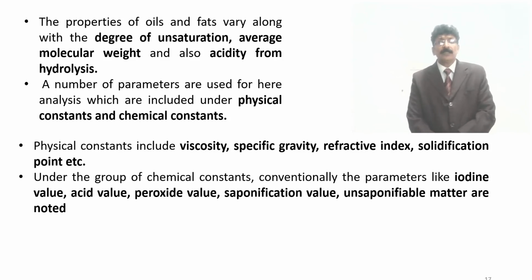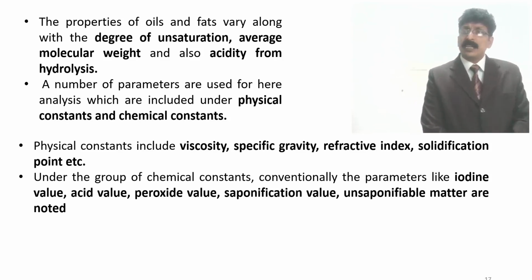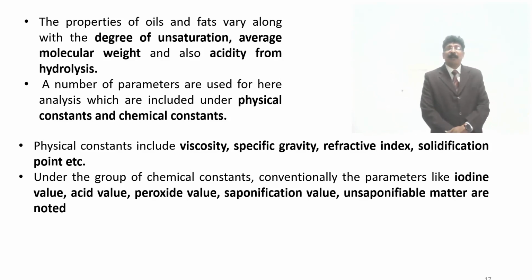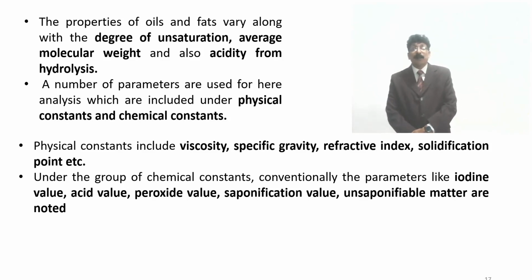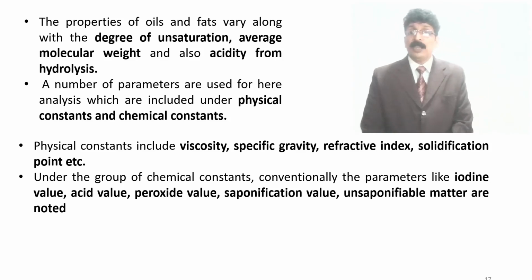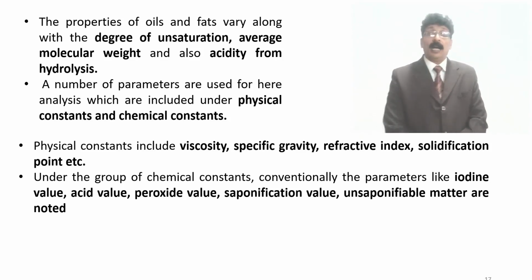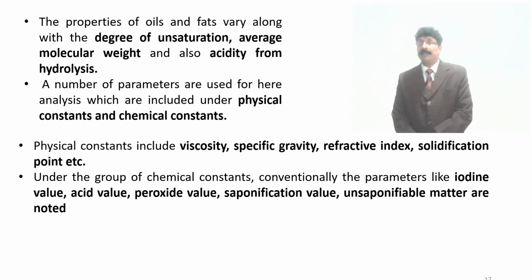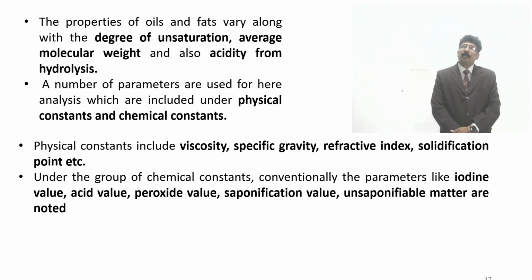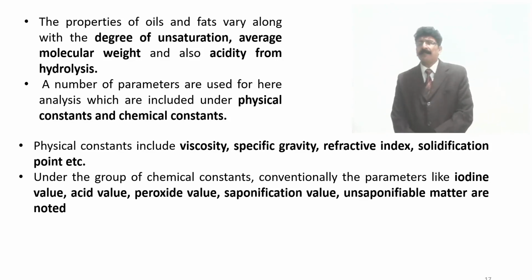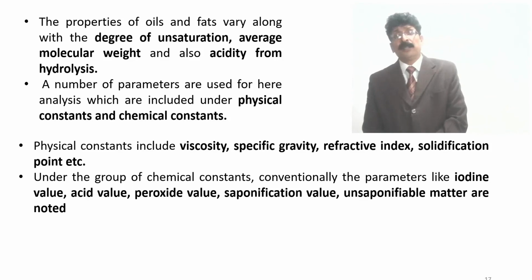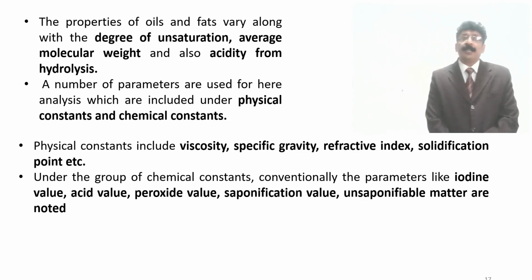Under this group of chemical constants, conventionally the parameters like iodine value, acid value, peroxide value, saponification value and unsaponifiable matter are noted. There are many. These are some of the things which we carry out in our lab also. I have given some theoretical information; you have to refer to the practical events also, so that it will be easy for you to appear in the examination.